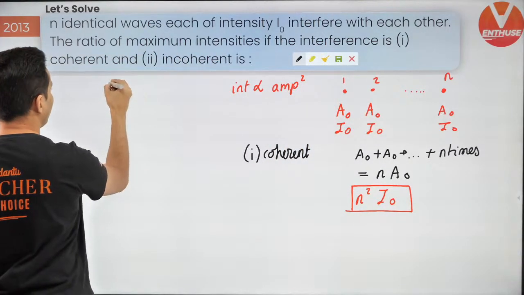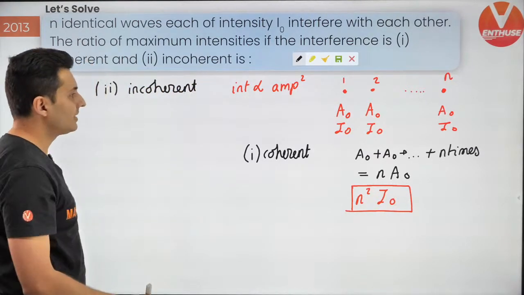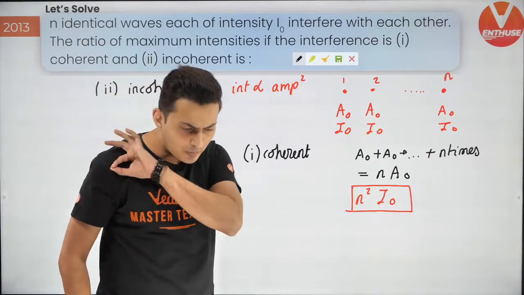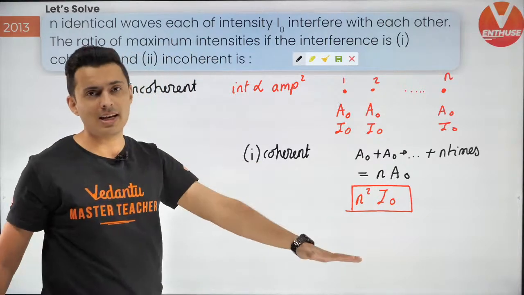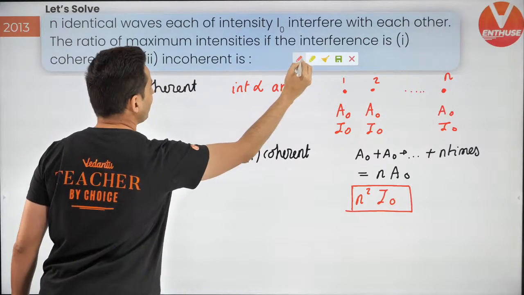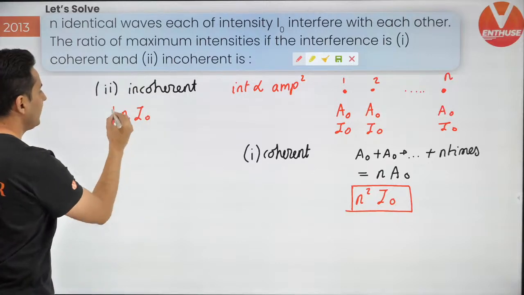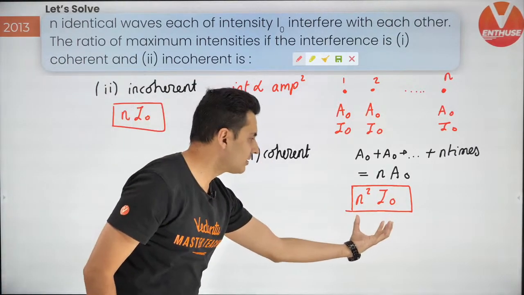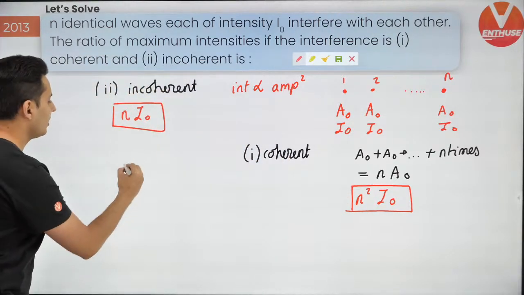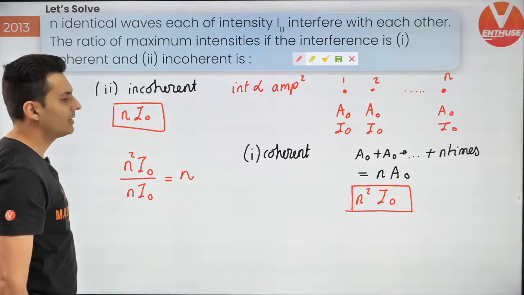Now think about it. When the sources are incoherent, then what happens? I told you guys, just add the intensities. Yes, just plain simple scalar addition. Don't worry about phase difference. That's it. So guys, the resultant intensity that time is going to be just n times of I0. Now what is this divided by this? N square I0 divided by n I0. That's what we want. Obviously that's going to be n, and that's the answer.